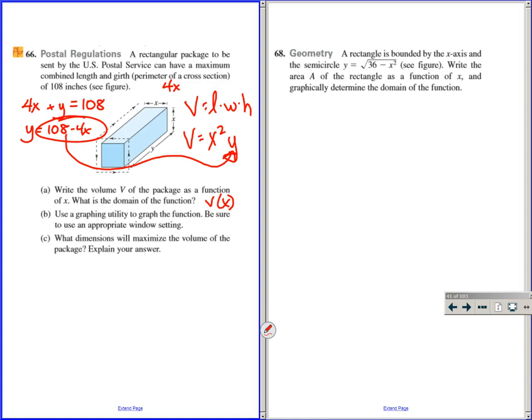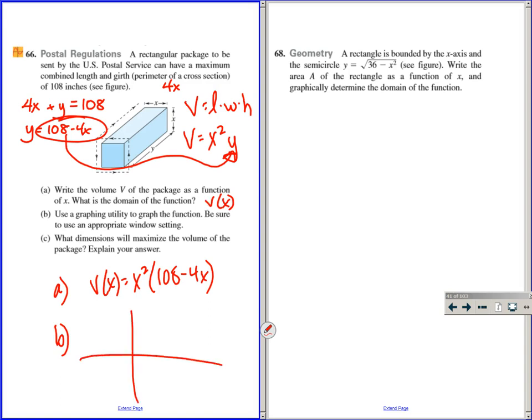Plug and chug works. What's going on with letter B? Because basically we're done, right? I can just rewrite this as b of x equals x squared times (108 minus 4x). What else? What's letter B saying? Graph it. Why am I graphing it? Why did we graph the NFL one? What are we trying to find? Oh, B just says graph it.